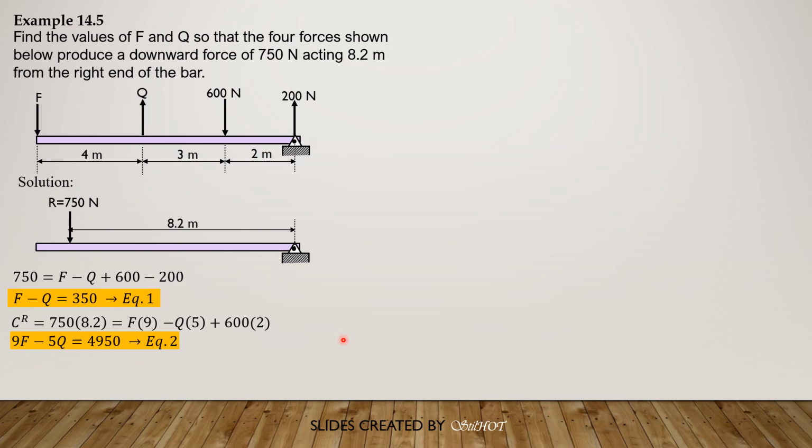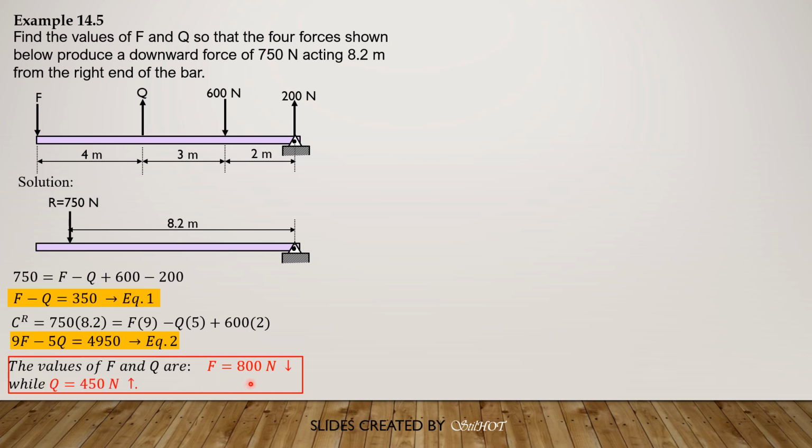So substituting the value of Q, which is F minus 350, into equation 2, or solving the two equations simultaneously, the values of F and Q are: F is 800 newtons downward and Q is 450 newtons upward. So you just solve these two equations simultaneously. You may substitute Q equals F minus 350 into equation 2 and you arrive at these answers.